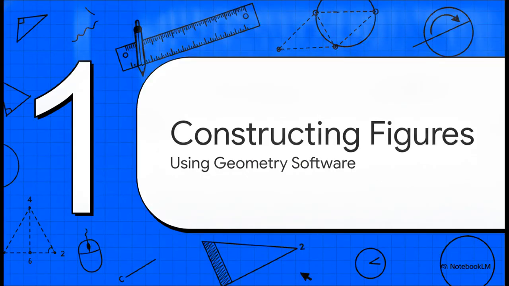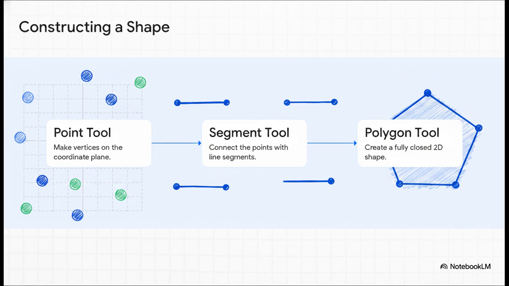Section 1. Constructing with geometry software. So before we can actually transform a shape, we've got to build one, right? Think of digital geometry platforms, like GeoGebra for instance, as your ultimate mathematical sandbox. Instead of furiously erasing mistakes until you literally tear a hole straight through your graph paper, you get to use precision digital tools to build geometric figures step by step.